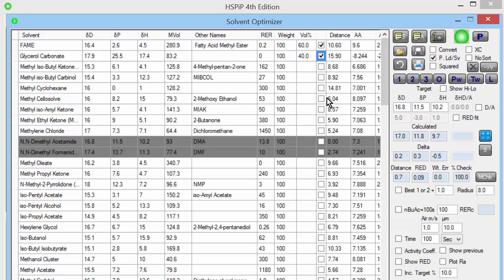There are many other things you can do with the solvent optimizer, including showing the evaporation of different solvents, but we'll leave it at that for the moment.